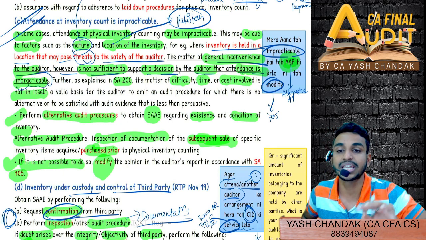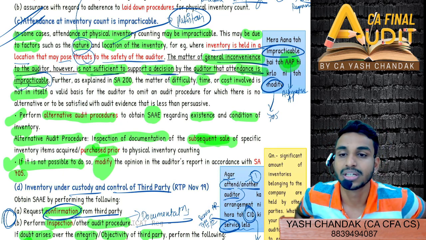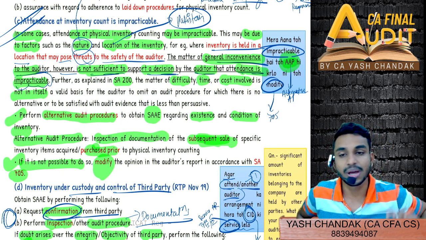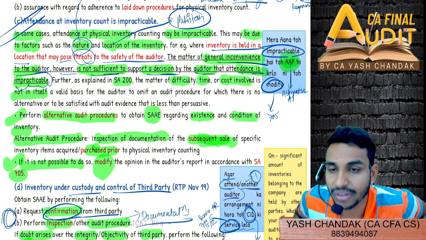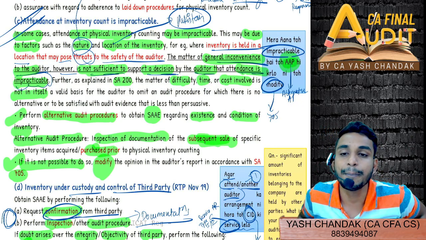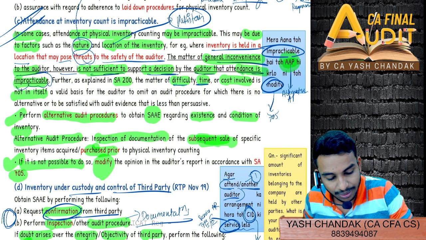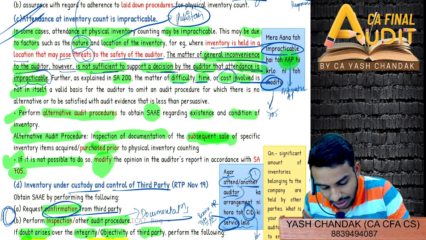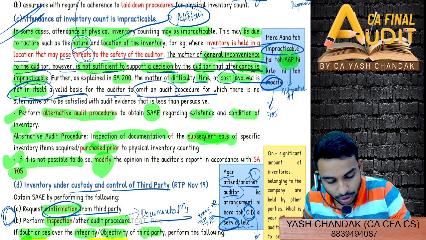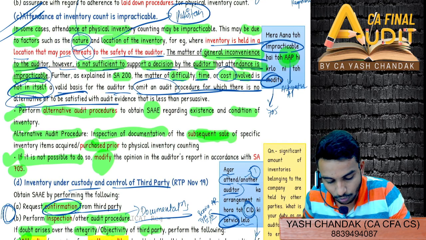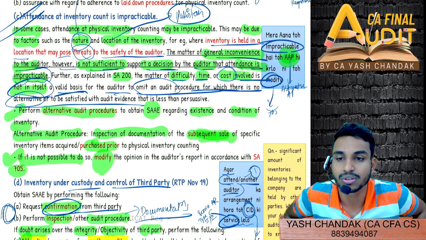It has to be impracticable. It has to be like Pakistan, right? So you can remember this by example: okay, fine, we can't go to Pakistan ever, and that is therefore impracticable. Further, as explained in SA 200, the matter of difficulty, time, cost involved is not in itself a valid basis for the auditor to omit an audit procedure for which there is no alternative, or to be satisfied with audit evidence that is less than persuasive.